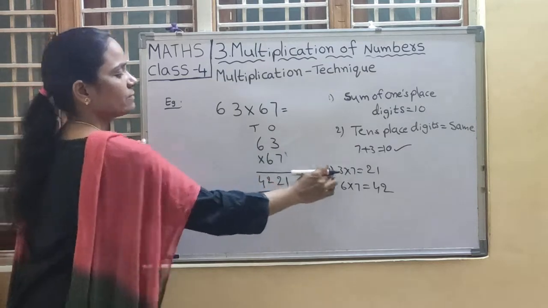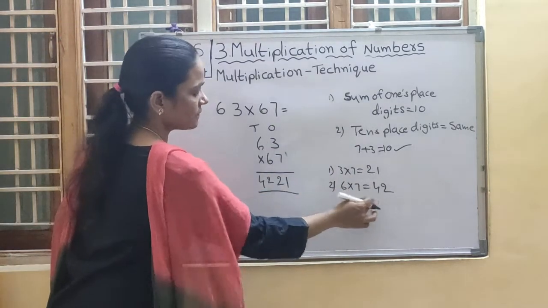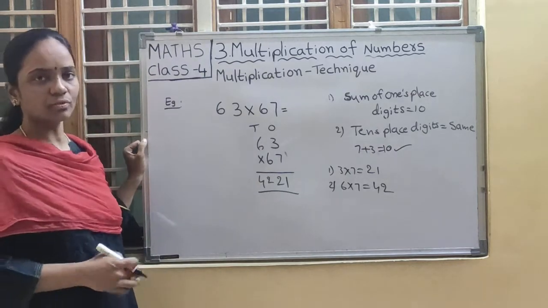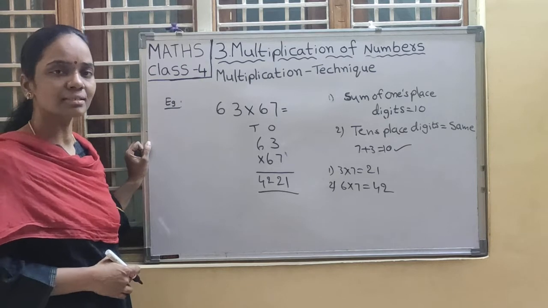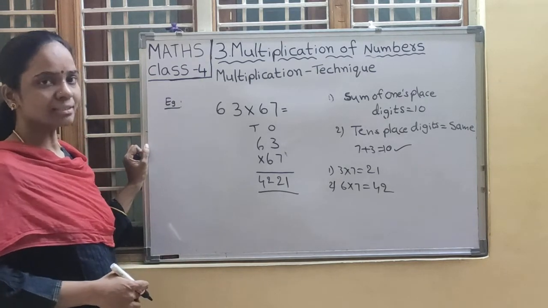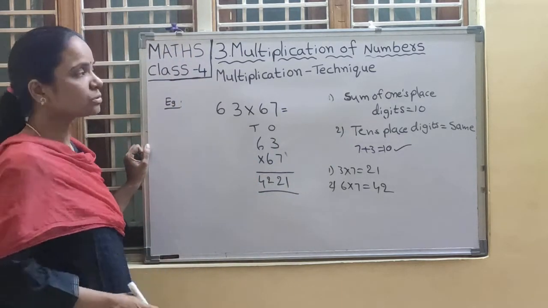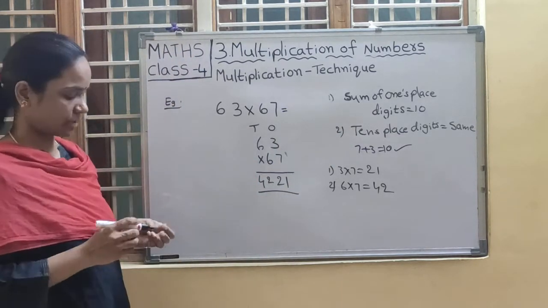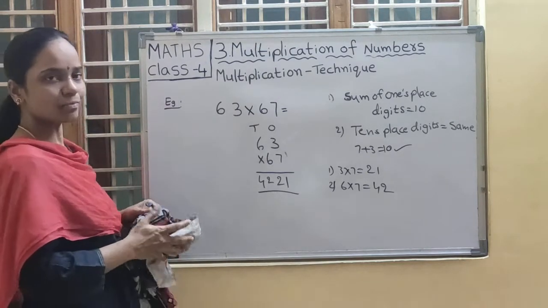First 3 into 7. 3 7s are 21. 6 after number is 7. 6 7s are 42. Note it down, children. Have you understood, children? Is it difficult? No, it is very easy using the technique. But we have two conditions that we have to follow to use this technique. Shall we take one more example?